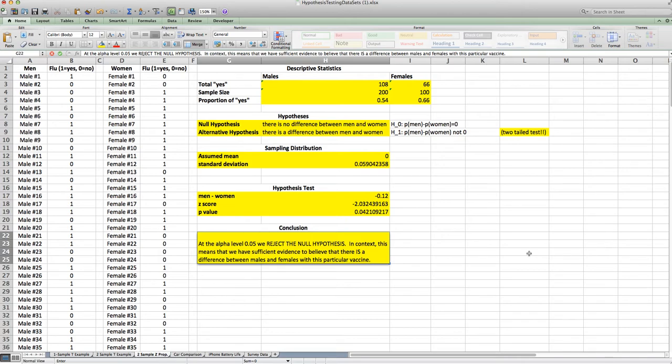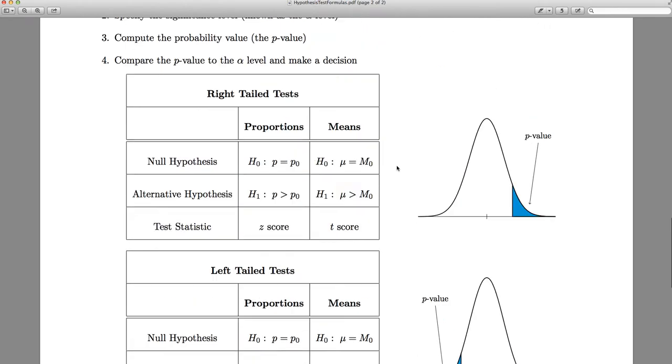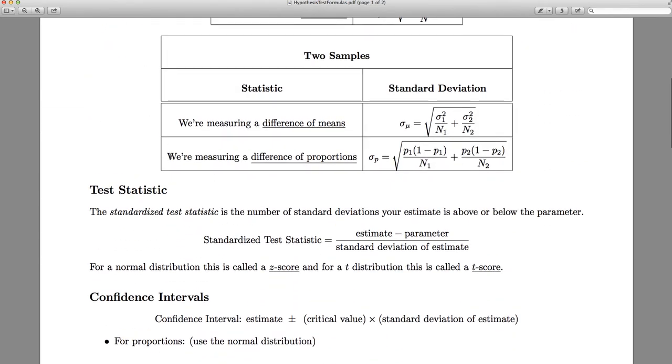Again, I want to highlight one quirk that shows up with the two-sample test for proportions, and that's in our formula sheet here. If we're measuring proportions that are not linked with each other, we are using this particular formula. If they're linked, you have to do something a little bit different, and that can be covered in a different video or at a different time.